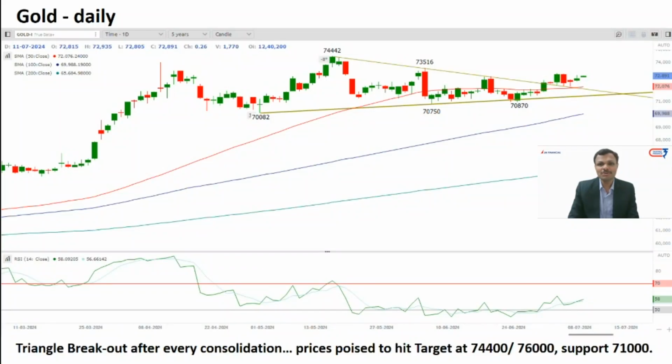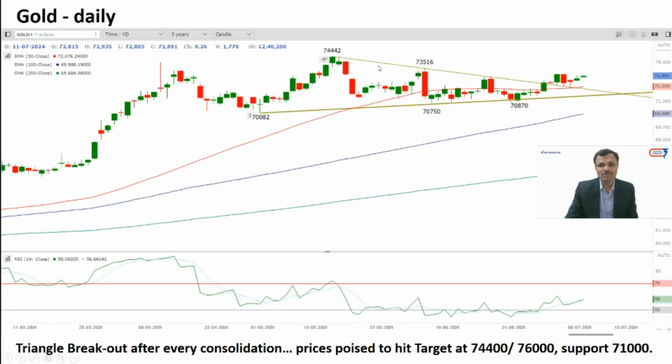This is the daily chart of gold. So what can we see here? Prices are currently trading above all their long-term moving averages. The red one is the 50-day, the blue one is the 100-day, and the green one is the 200-day moving average. So prices are above all its moving averages. Where is RSI placed? At around 58. So this is an indication that the trend is very much on the positive side.